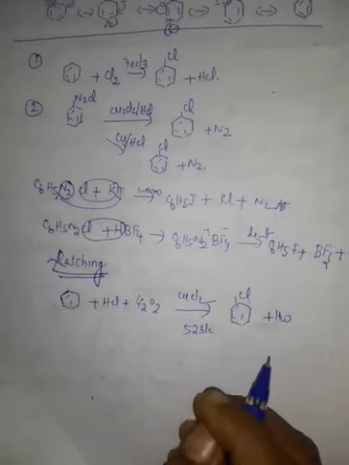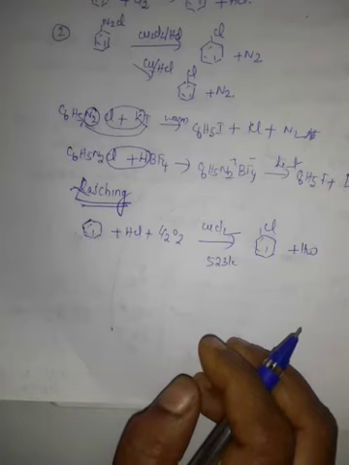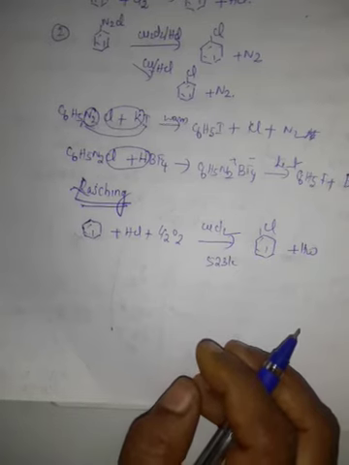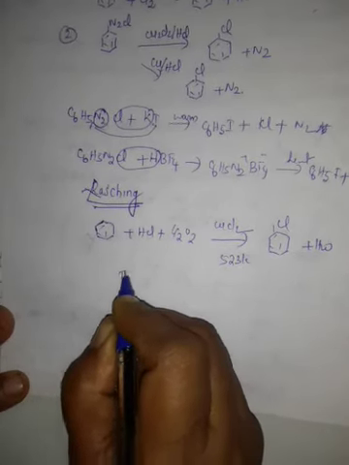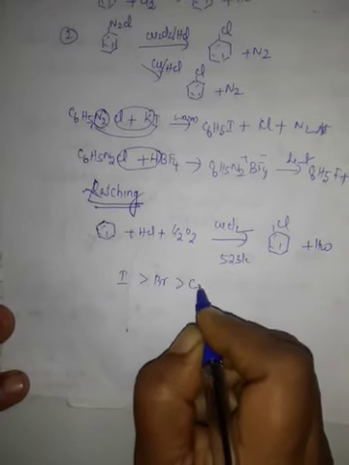Now some of the physical properties. The boiling points of the monohaloarenes, that is, the haloarenes, are in the following order: iodo, bromo, then chloro.